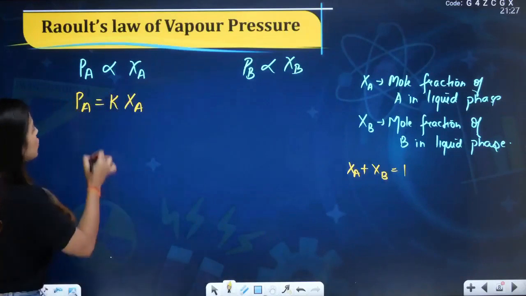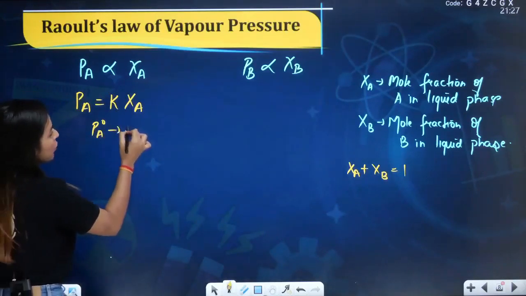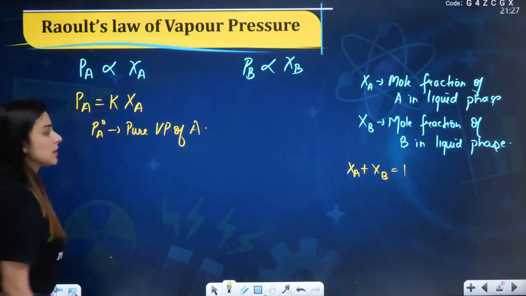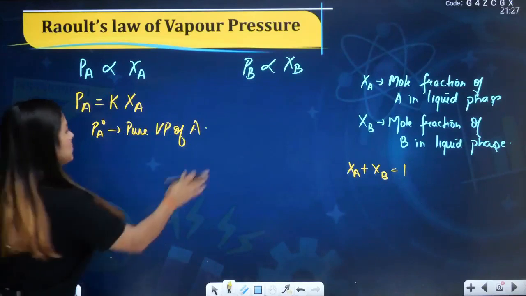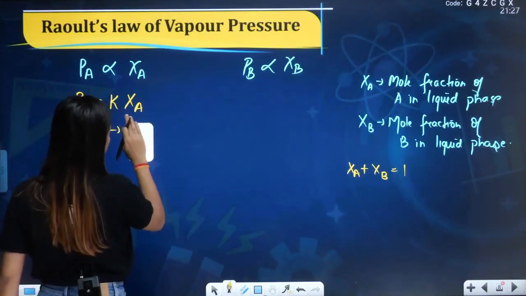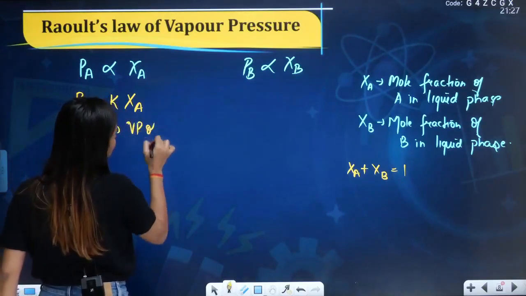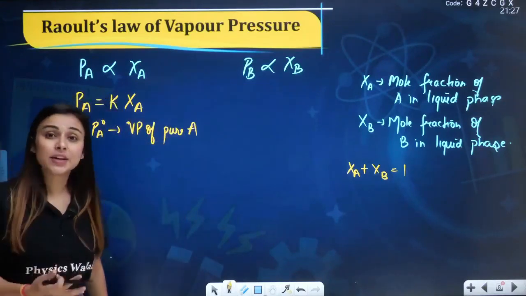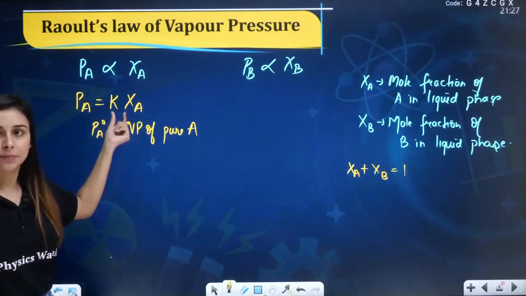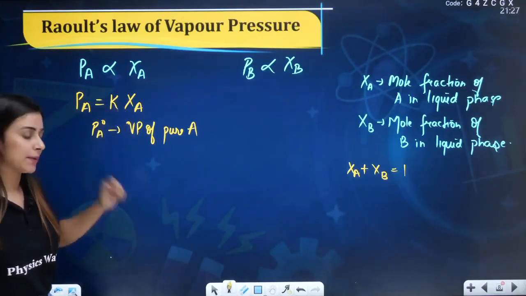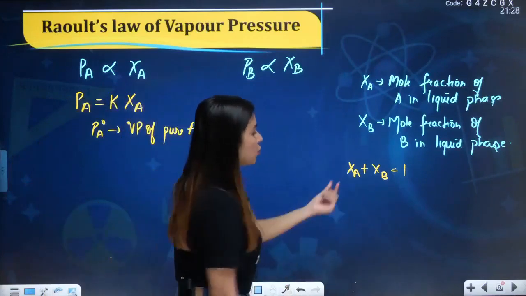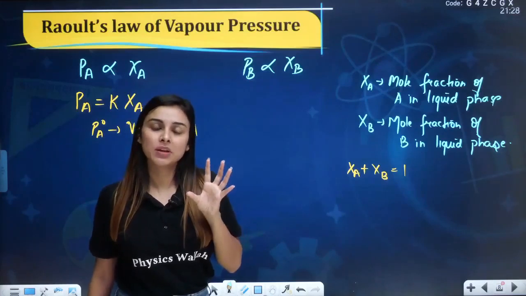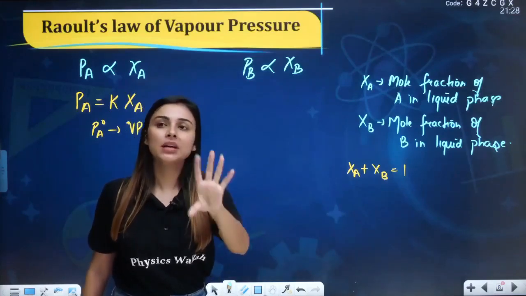Also I know that PA naught is the pure vapor pressure, the vapor pressure of pure A. Now, my dear students, we need to calculate the value of this constant K. Imagine you know that XA plus XB is equal to 1, and imagine you don't have any B. You have the mole fraction of B equal to 0.